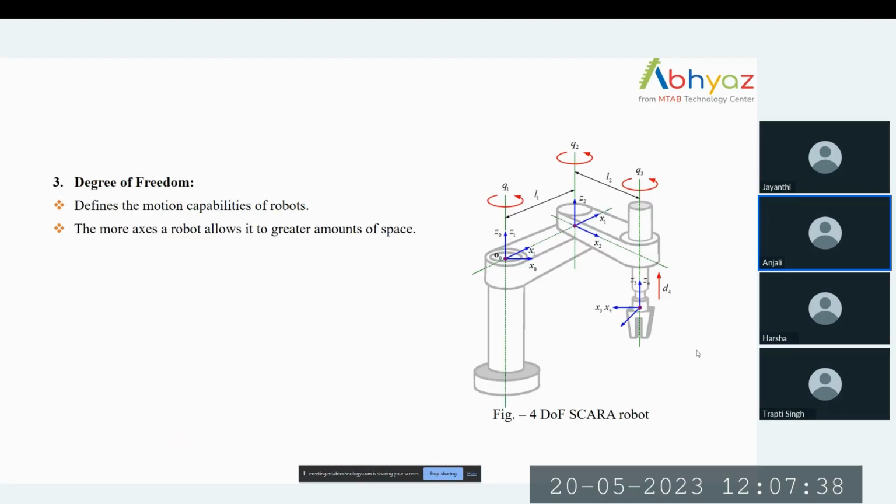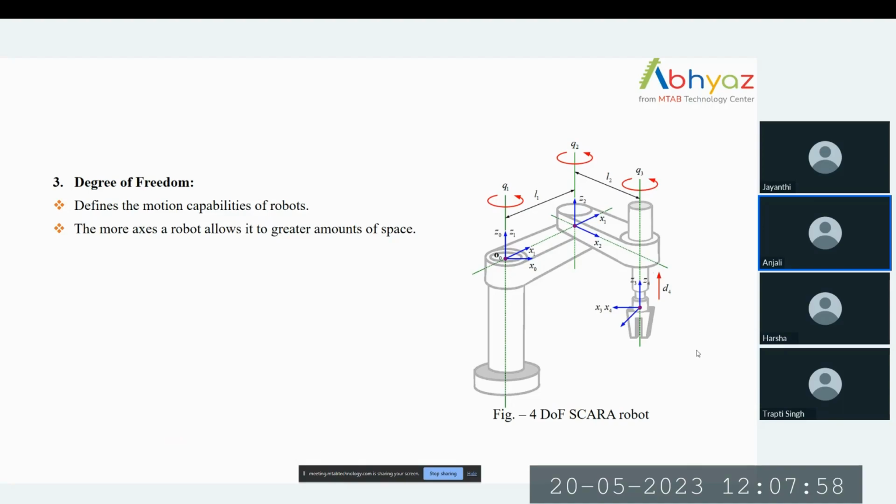The next thing is degree of freedom. It is defined by the motion capabilities of robots. It says in how many directions a robot can freely move. The more axes a robot allows, the greater the work envelope it may have.